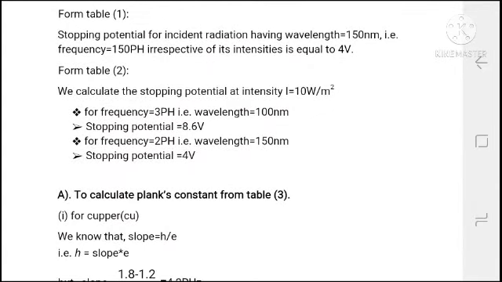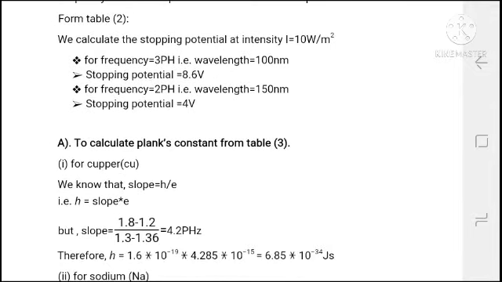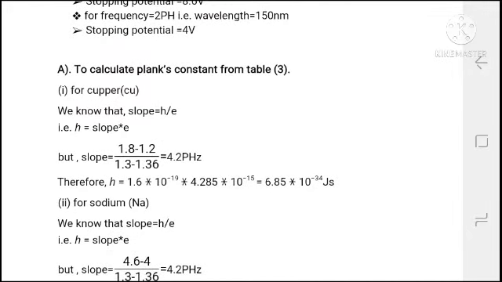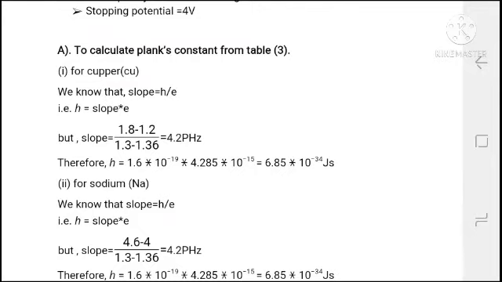And from table 2 we calculate the stopping potential at intensity I equal to 10 watt per meter square, for frequency equal to 3 petahertz, that is, we get the stopping potential 8.6 volt. For intensity 10 watt per meter square and frequency 2 petahertz, we get the stopping potential 4 volt. We calculate the stopping potential at different frequencies and different intensities. Then we have to calculate the Planck constant.